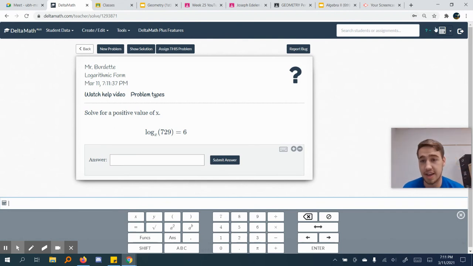Let's go ahead and say log base what of 729 is 6. So that means what number do we have to raise to the 6th power in order to get 729? So that question simply says, what is 729 to the 1/6 power? So it's the number you're going to have to raise to the 6th power.